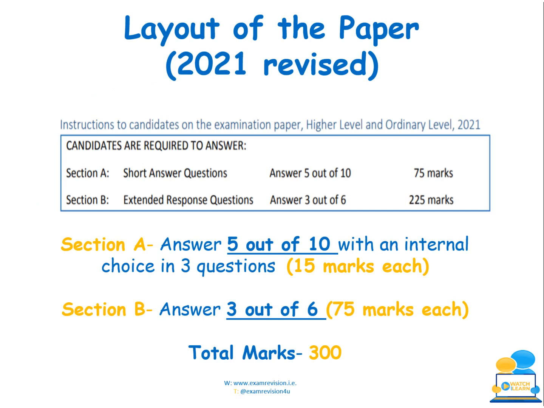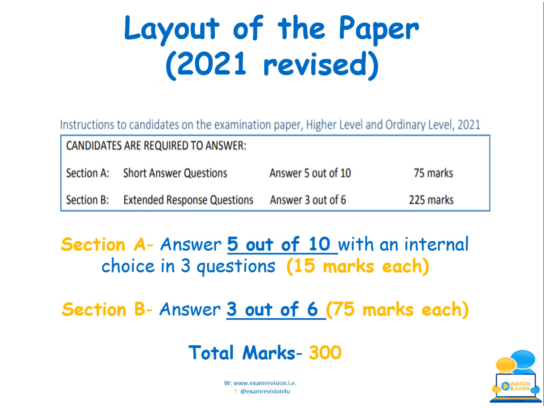So as most of you should be aware by now, the 2021 paper has been revised. That means in section A you will answer 5 out of 10 short questions worth 75 marks. Within that, you will have an internal choice and 3 questions, so they are worth 15 marks each. And then in section B, which is your extended response questions or your longer answers, you must answer 3 out of 6 questions. That's going to be 75 marks each. So in total, your exam will be marked out of 300 marks.